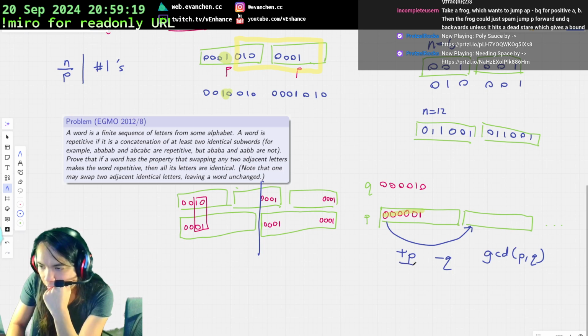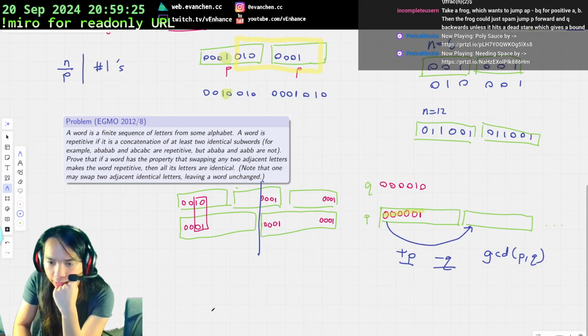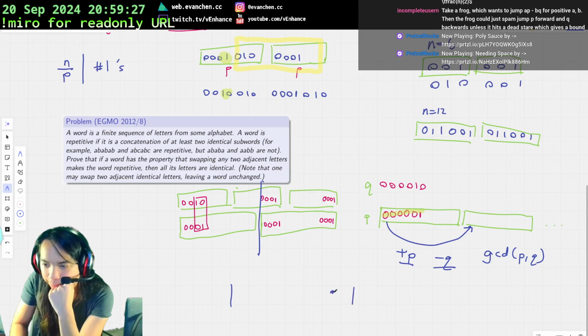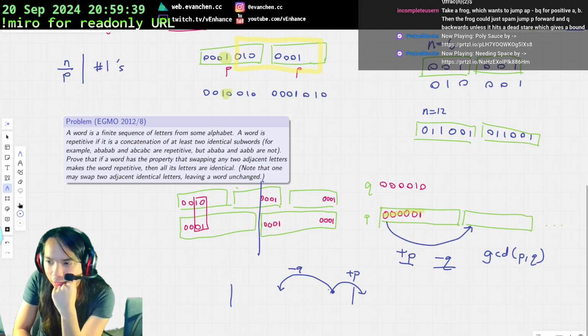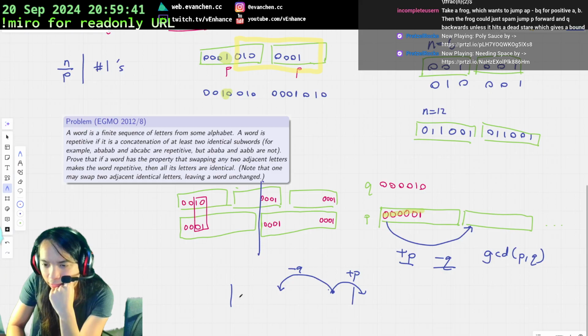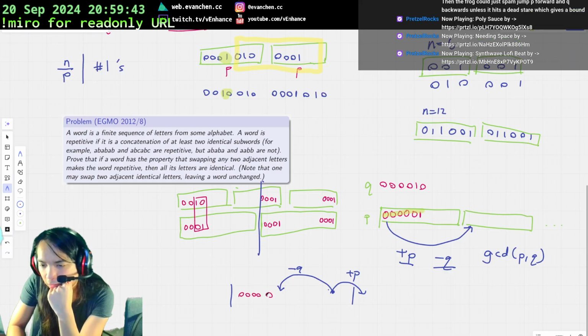If you either go plus P or minus Q, the only time you run into a problem is if you can't do either, meaning you're at the end of the word, so plus P would take you out of it, and then minus Q would land you exactly in like 0000001. This bad area.